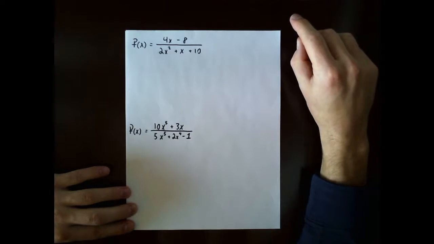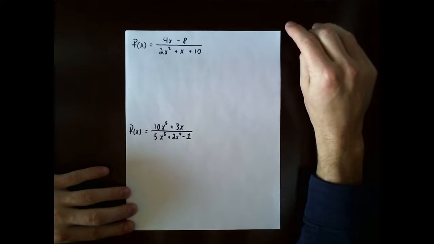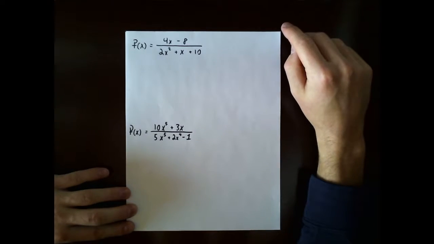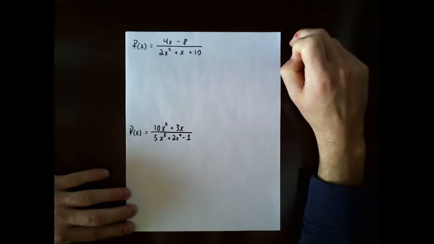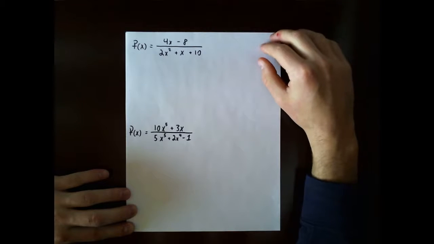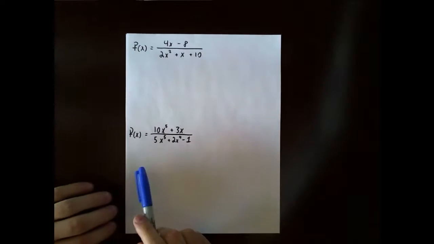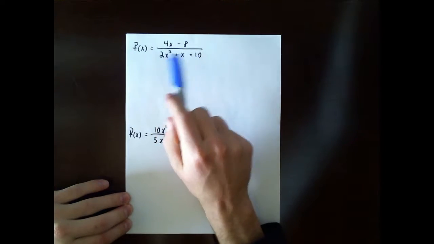The first thing you have to do when you're finding a horizontal asymptote is figure out the degree of your polynomial on the numerator and your polynomial in the denominator. Then, based on the degree of those polynomials, you will have some steps to take in order to find your horizontal asymptote. So, just a quick review of degree. Degree is going to be the highest power of x.